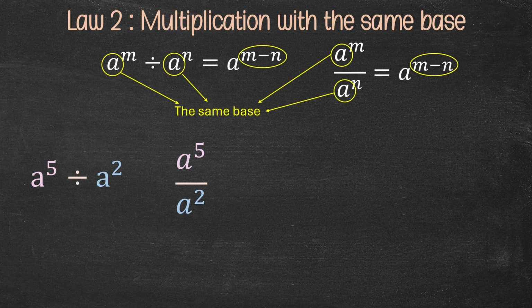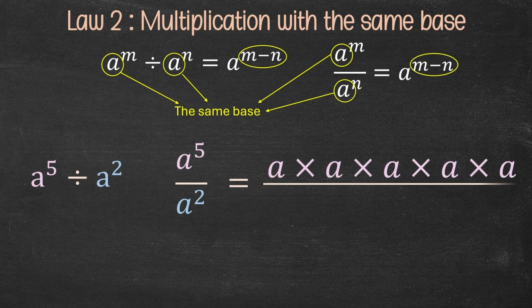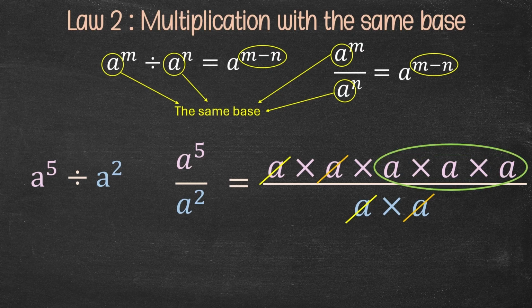It means exactly the same thing. Now let's expand the powers. A to the power of 5 means a times a times a times a times a, and a squared means a times a. Now we can cancel matching factors from the numerator and the denominator. One a cancels with one a, and another a cancels with another a. And that leaves us with a times a times a. Therefore, the answer is a to the power of 3, or rather a cubed.